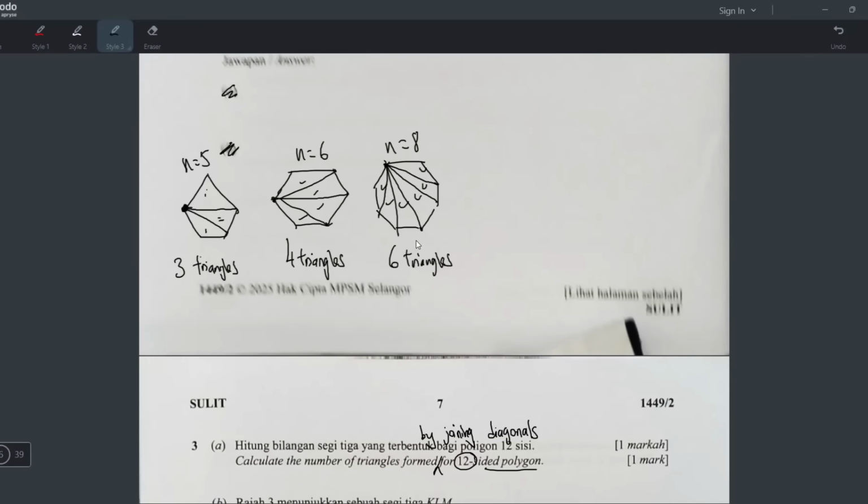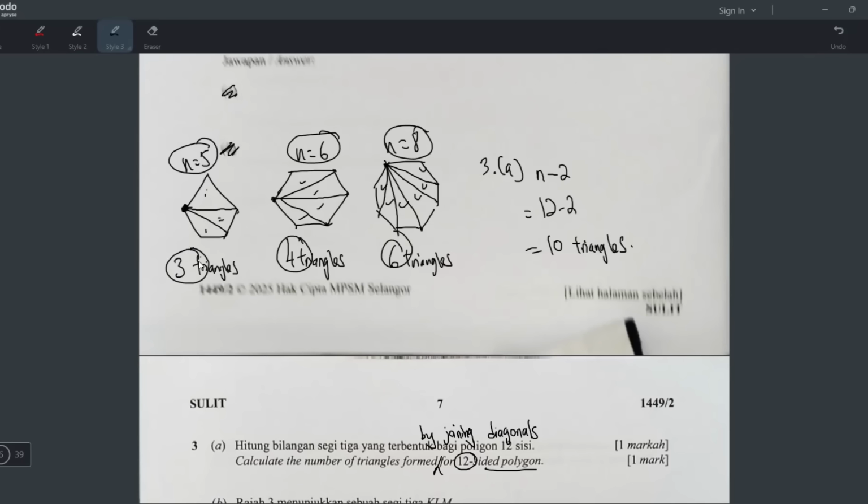Now imagine you have a 12-sided polygon. How many triangles do you have? The formula you will use is n minus 2, and n will be 12. So it will be 12 minus 2, and it will give you 10 triangles. The reason you do n minus 2 is because when there are 5 sides, you have 3 triangles; 6 sides, you have 4; 8 sides, you have 6. It means the number of triangles is always the number of sides minus 2.